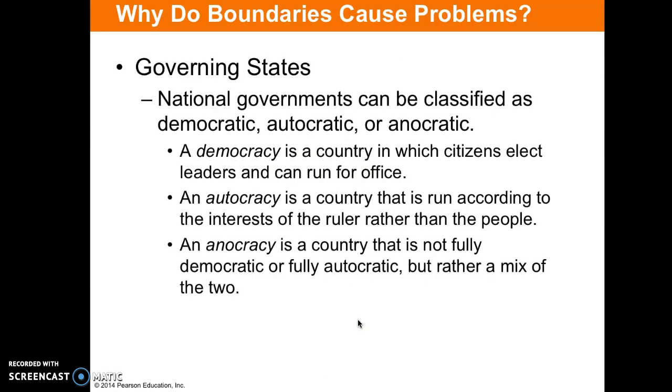So why do these boundaries cause problems? Think about the different types of government that control these states. So you could have a democracy. In a democracy, citizens can elect leaders and citizens can run for office. An autocracy is a country that is run according to the interests of the ruler rather than the people. And an anocracy is a country that is not fully democratic or fully autocratic, but kind of a mix of the two.